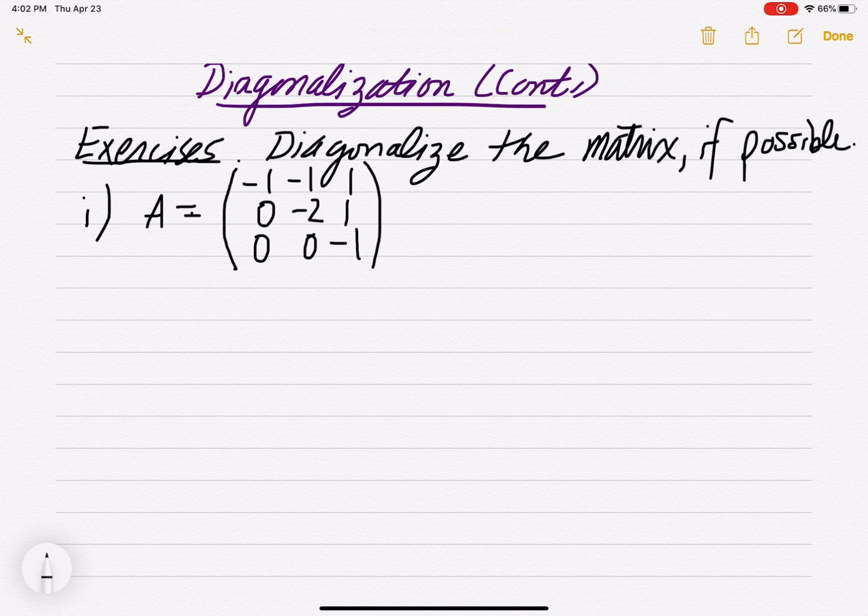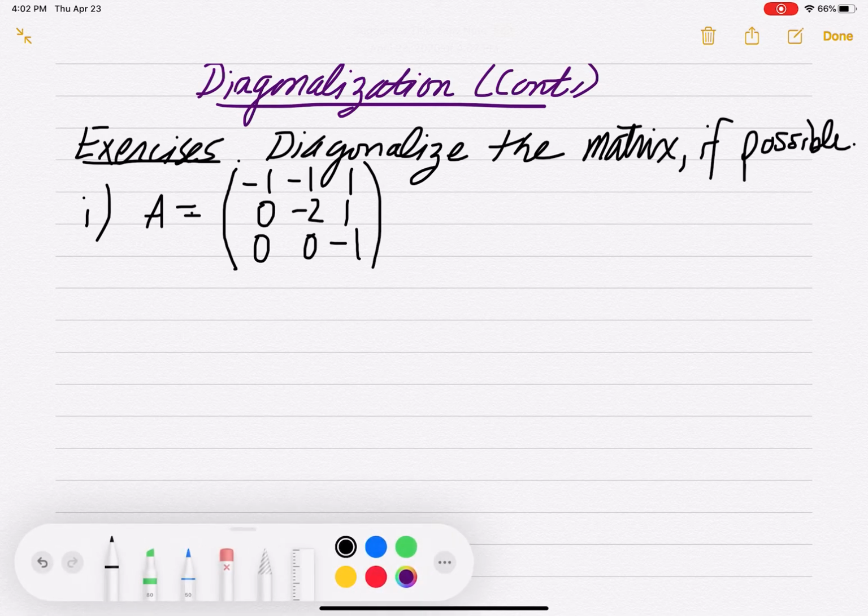So here we're trying to diagonalize matrices. Our instructions are to diagonalize the matrix if possible. And here we have a 3 by 3. It's upper triangular, so it's going to make part of the problem easier, right? So first we got to find, solve the characteristic equation with lambda in place of the x.